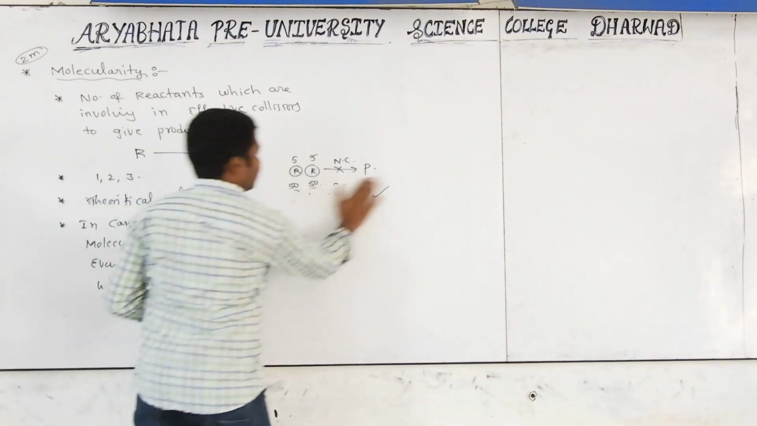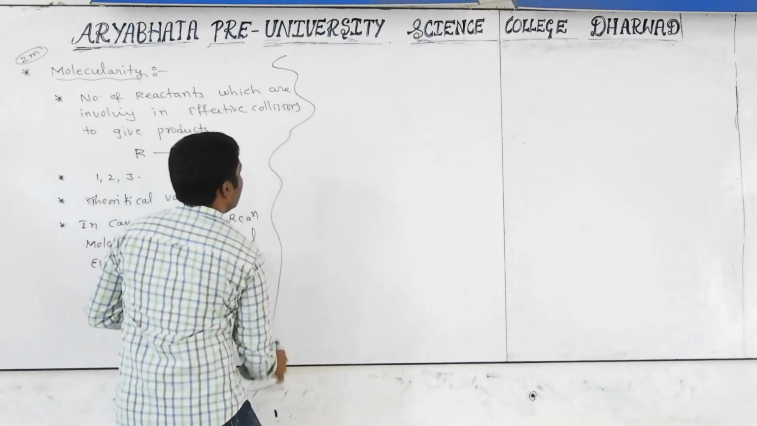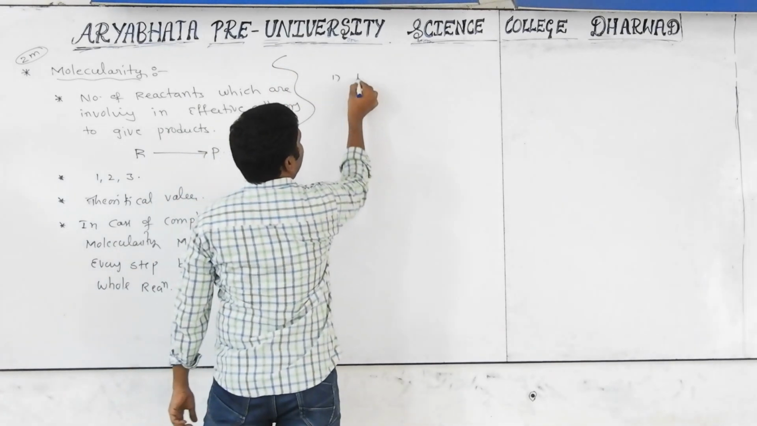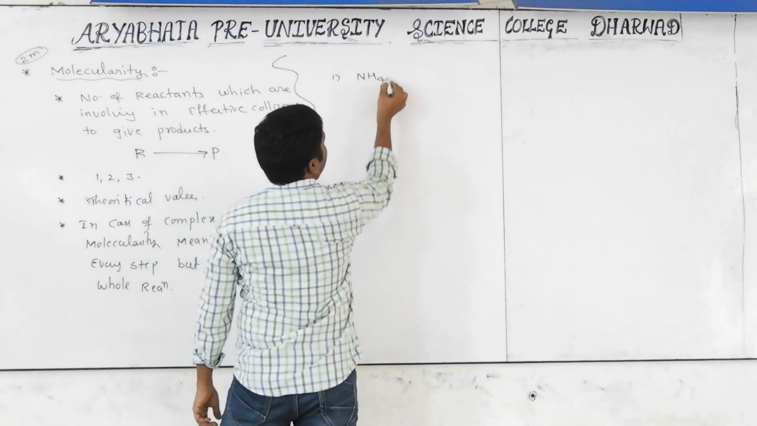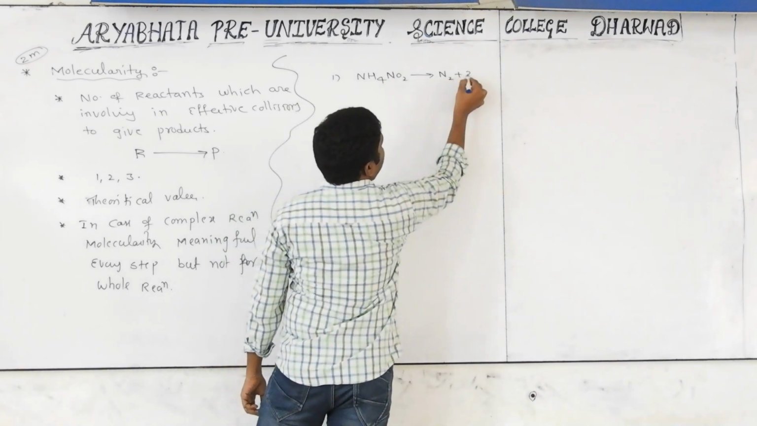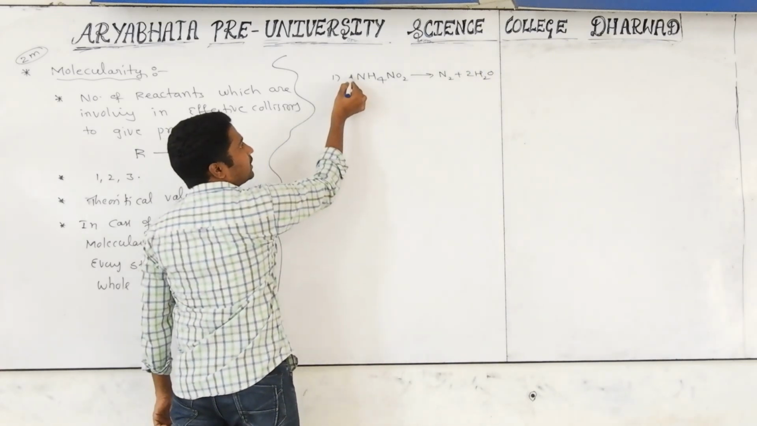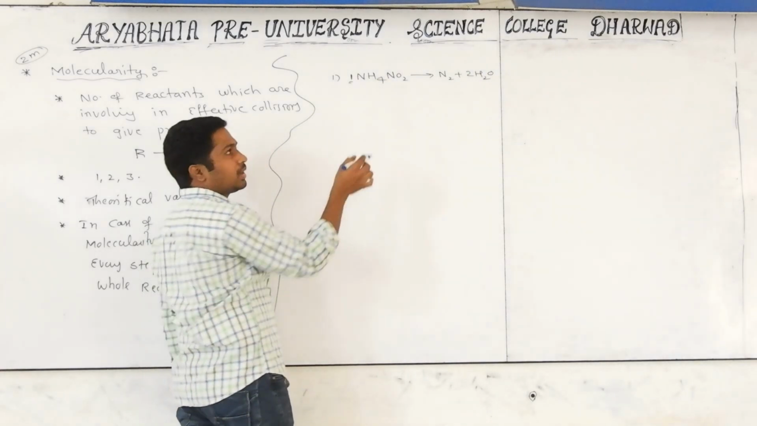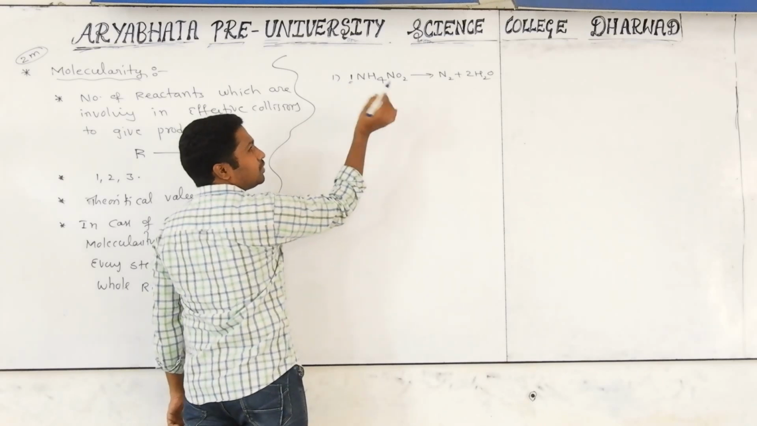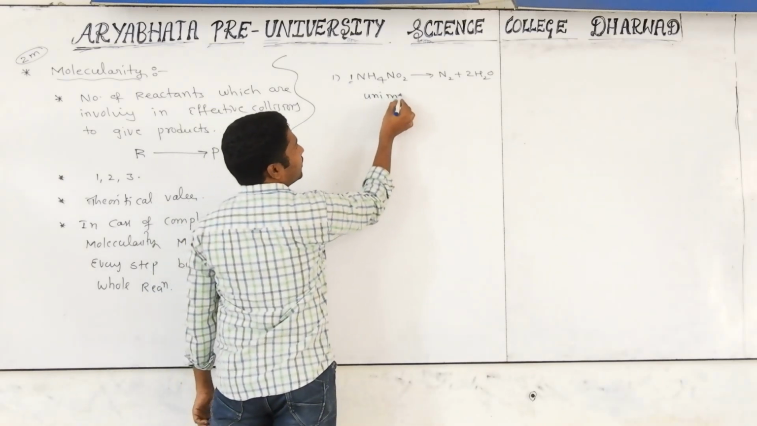Okay, how is that? I will explain to you. See here carefully. For example, you have one example, ammonium nitrate, NH4NO2, which is decomposing like N2 plus 2H2O. Here only one molecule is there, and that too going in an elementary step, that's why the number of reacting molecules is called molecularity, and that's why it is called a unimolecular reaction.